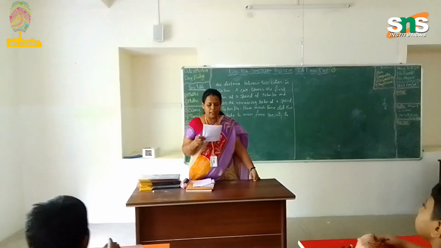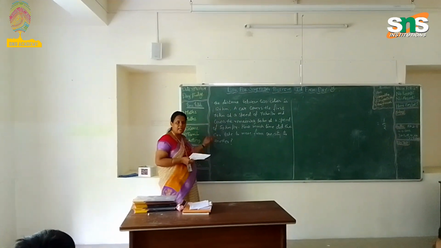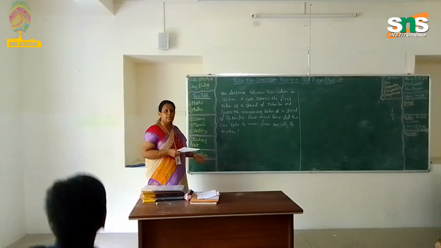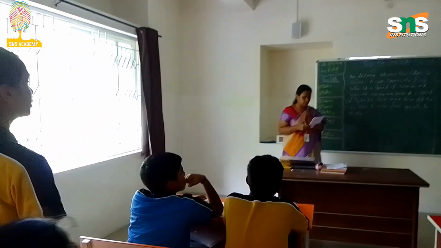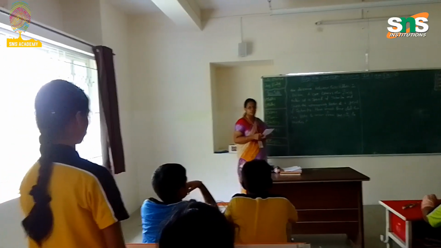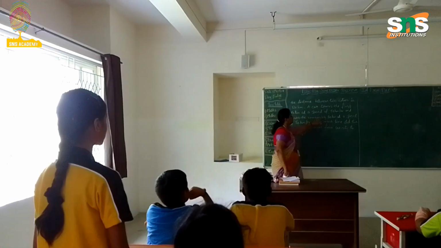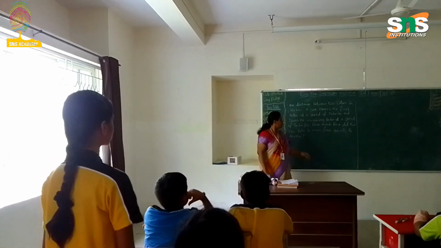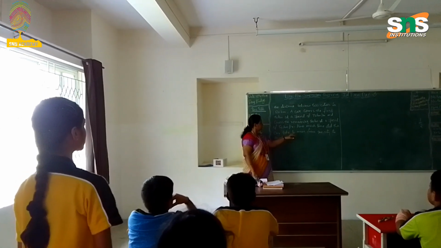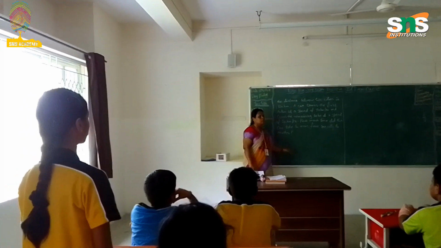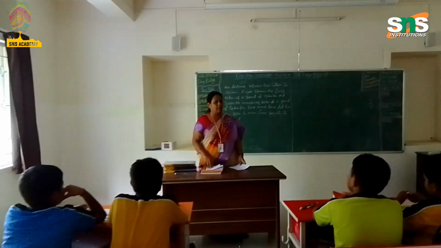Yes, ma'am. Okay. The question is, the distance between two cities is, can anyone stand up and read the question? Yes, Lakshita. The distance between two cities is 120 kilometers. A car covers the first 70 kilometers at the speed of 70 kilometers per hour and covers the remaining 50 kilometers at the speed of 50 kilometers per hour. How much time does the car take to move from one city to another? So, this is the problem given.